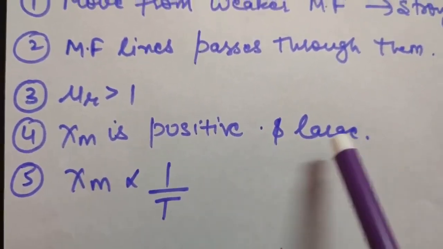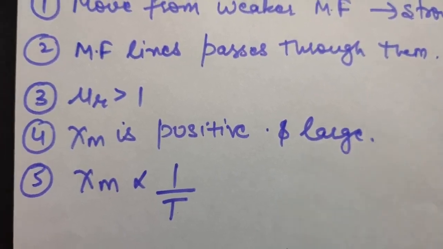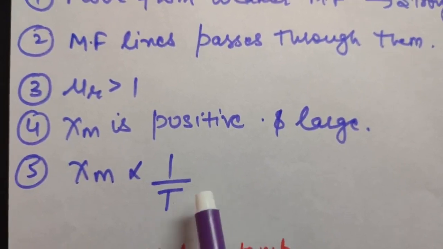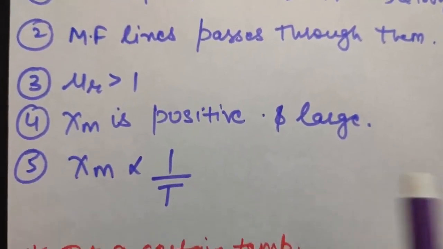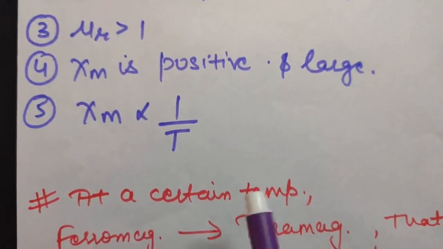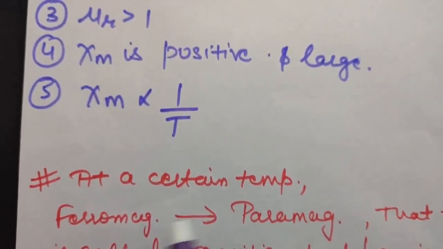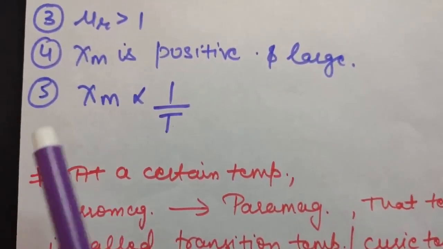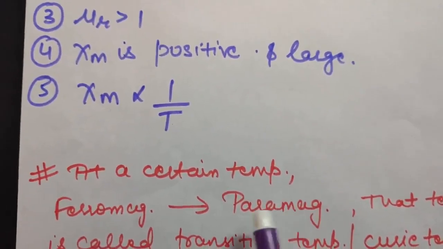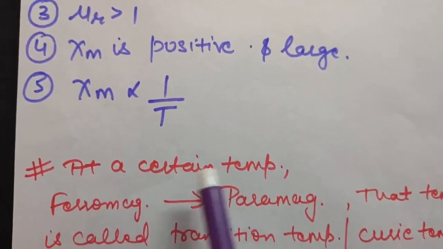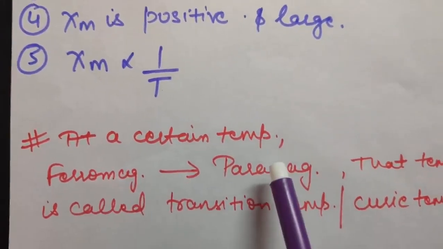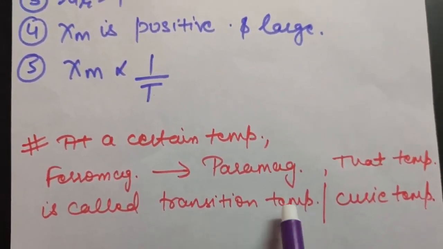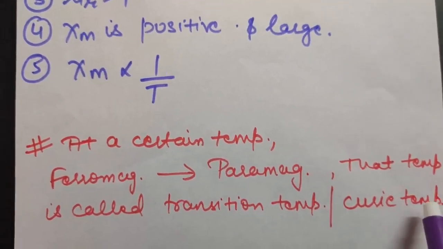As you know, chi m is very large for ferromagnetic substances and small for paramagnetic substances. So if I am increasing the temperature continuously, chi m will go on decreasing. That means at a certain temperature, ferromagnetic substances will convert to paramagnetic substances, because chi m will decrease and reach a value which is the same as for paramagnetic substances. That particular temperature is called the transition temperature or Curie temperature.